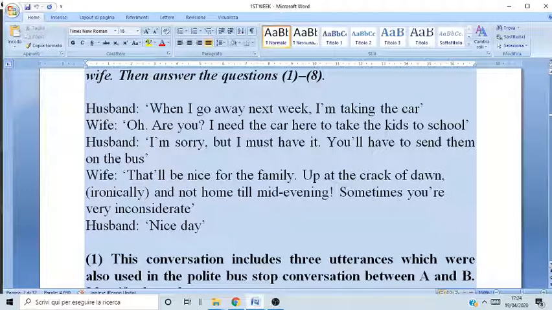When I go away next week, I'm taking the car. Oh, are you? I need the car here to take the kids to school. I'm sorry, but I must have it. You'll have to send them on the bus. That'll be nice for the family. Up at the crack of dawn and not home till mid-evening. Sometimes you're very inconsiderate. Nice day.